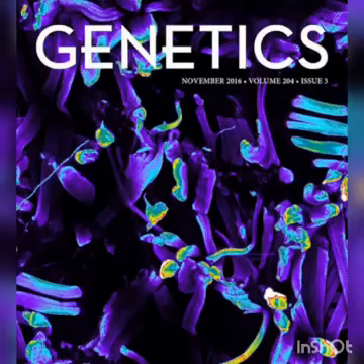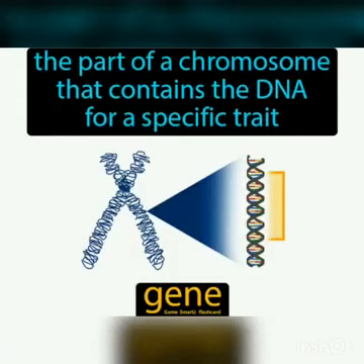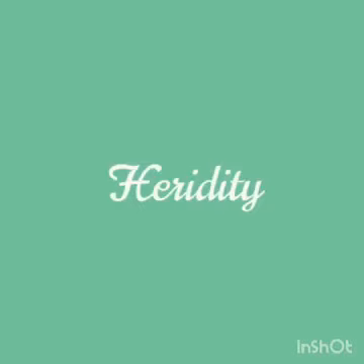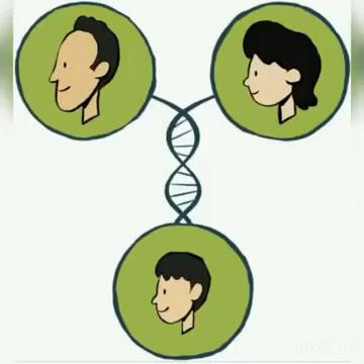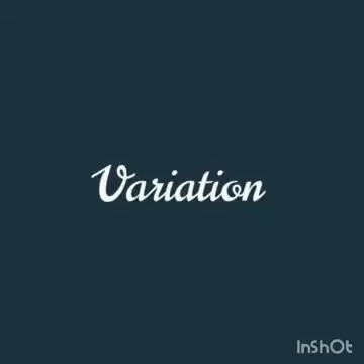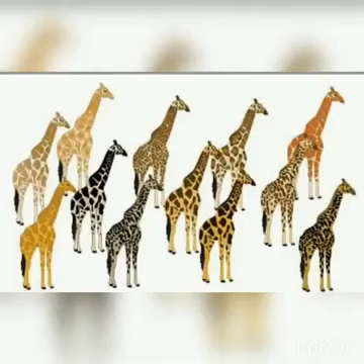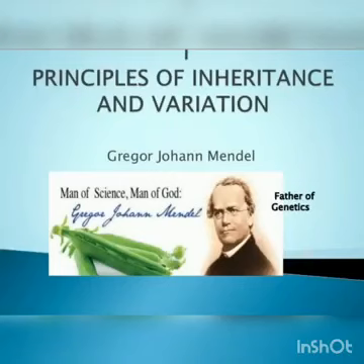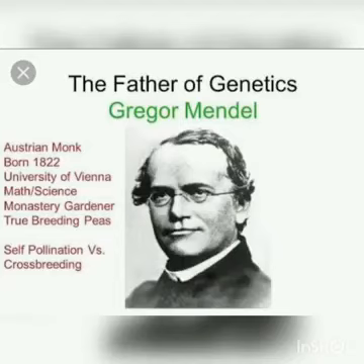Genetics. What is genetics? Genetics is a branch of biology that deals with the study of heredity and variation. Do you know what is heredity? Inheritance of characteristics from parent to offspring is called heredity. And what is variation? Difference in characteristics among the individuals is called variation. Who is called the father of genetics? Yes, it's Gregor John Mendel. He is considered the father of genetics.